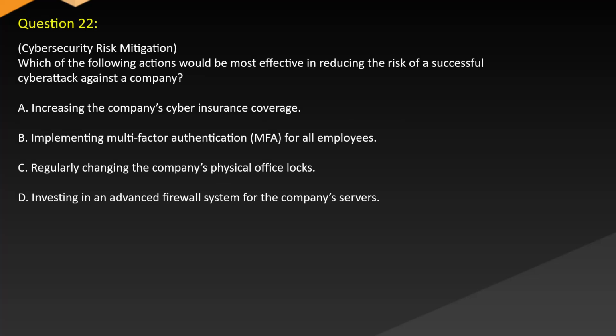Question 22. Cybersecurity risk mitigation. Which of the following actions would be most effective in reducing the risk of a successful cyber attack against a company? A. Increasing the company's cyber insurance coverage. B. Implementing multi-factor authentication (MFA) for all employees. C. Regularly changing the company's physical office locks. D. Investing in an advanced firewall system for the company's servers.